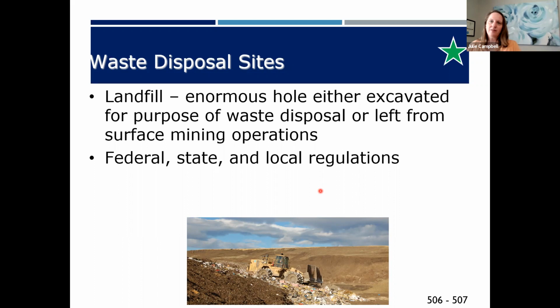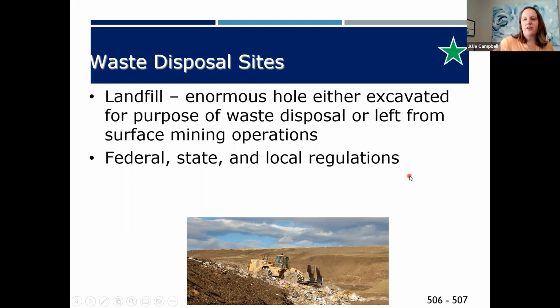South Carolina? What? I didn't realize that. She says Charleston, South Carolina is built on a massive landfill. Interesting. They did a good job on containing the smell, that's for sure. So landfills, again, regulations.